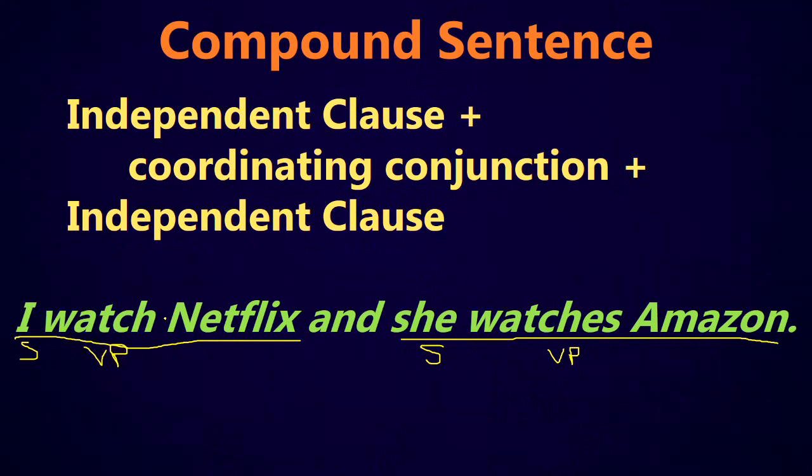Both of these can be by themselves. I watch Netflix can be a sentence, and she watches Amazon can be another sentence. But what I've done here is I have connected them together with the word and. So and here is my coordinating conjunction.